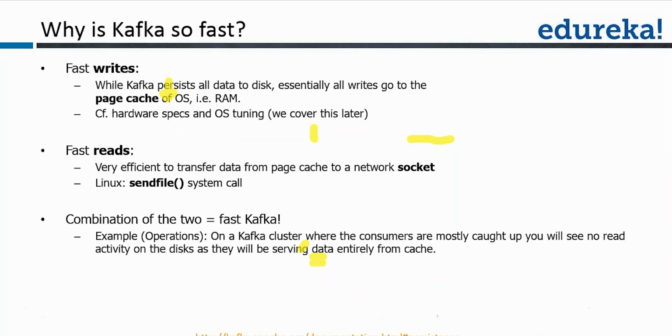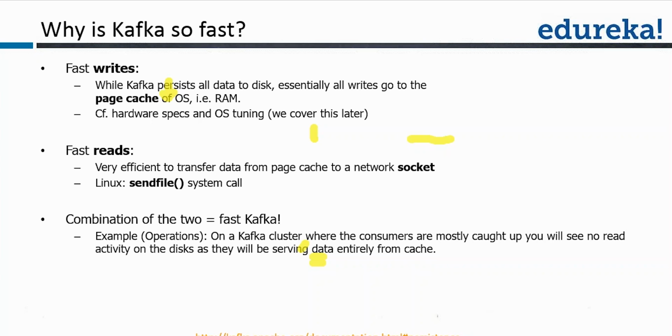Because we all know when you are doing IO, there is an IO overhead, which is causing delay, which is causing latency. But Kafka is using two concepts for writing the data and for reading the data. First thing is, when Kafka pushes data to disk, essentially all writes go to the page cache of the OS, that is RAM, and from there they will be written to the disk. But more than that, Kafka uses sequential writing, sequential access.